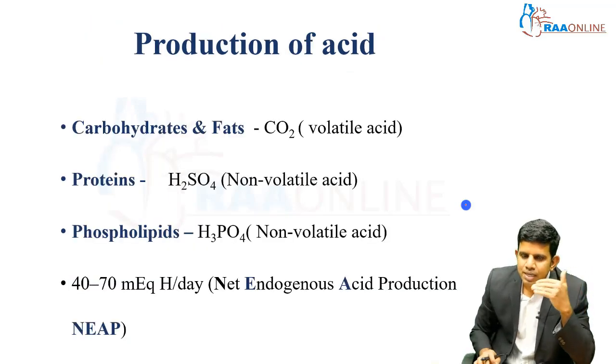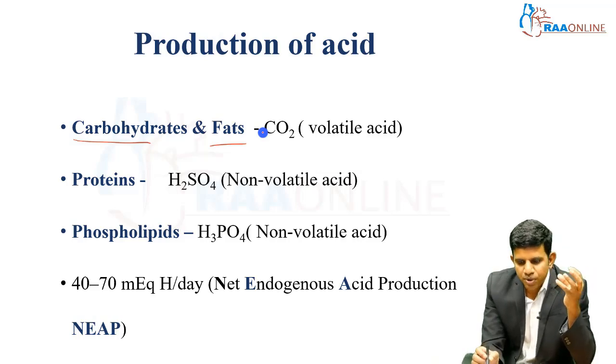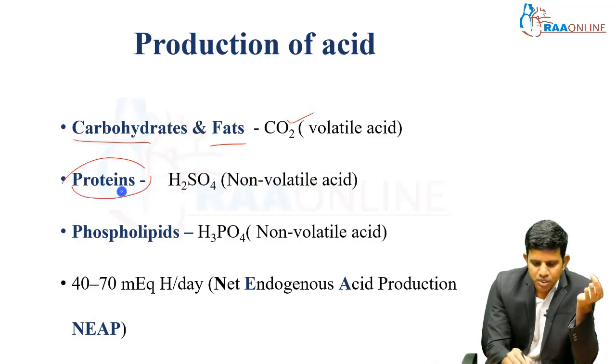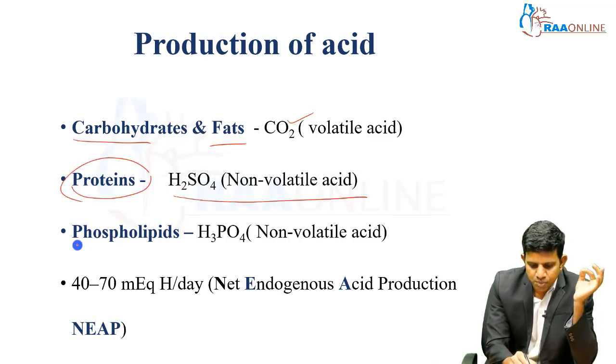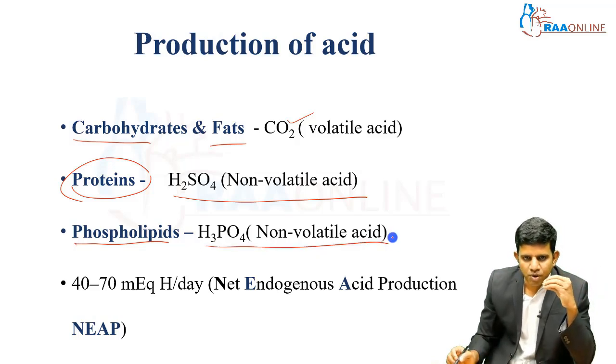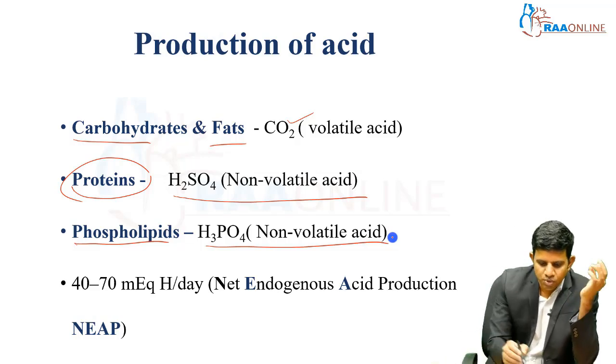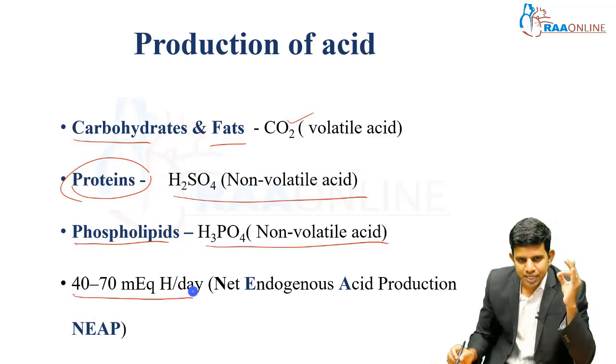So, some of this acid production is called physiological acid production, and some of the acid production is called pathological acid production. In physiological acid production, our carbohydrate and fat metabolism will produce carbon dioxide. That is the normal physiological mechanism. Our protein metabolism will produce sulfuric acid. Phospholipids produce phosphoric acid. So, normal metabolism of carbohydrates, fats, proteins and phospholipids will produce acids, around 40 to 70 milliequivalents of hydrogen ions per day. It is called net endogenous acid production.